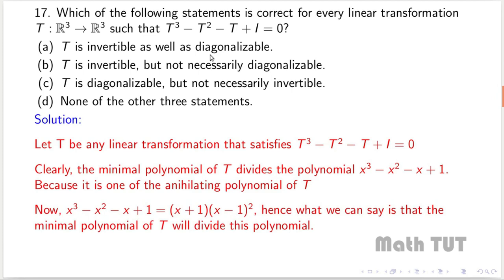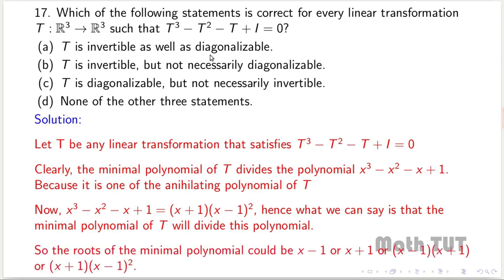So if you try to factorize it, what we are going to get is it's nothing but (x + 1) times (x - 1) whole square. The minimal polynomial has the property that it will divide every annihilating polynomial of that particular linear operator. So the minimal polynomial of T will divide this polynomial, x^3 - x^2 - x + 1.